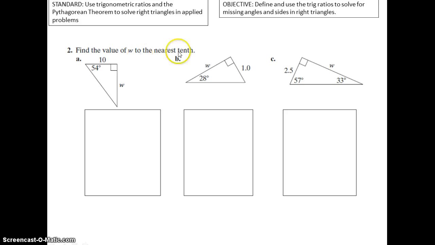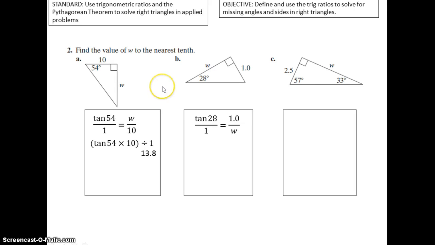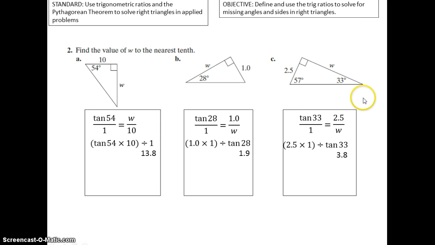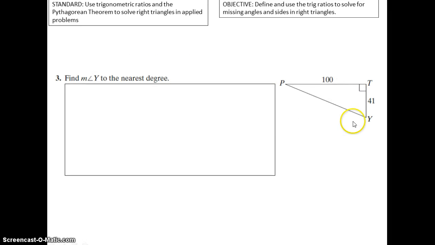Now, finding the value of W to the nearest tenth, we've got an angle of 54 degrees, an opposite side of W and an adjacent side of 10, so it's going to look like this. The tangent of 54 over 1 is equal to W over 10. That solves out to 13.8. A little bit opposite here, we've got the tangent of 28 degrees over 1 equals 1.0 over W. That comes out to 1.9. Finally, the tangent of 33 degrees over 1 equals 2.5 over W. That, by the way, comes out to 3.8.